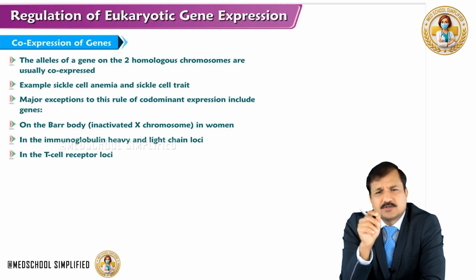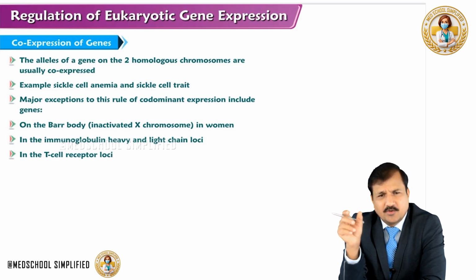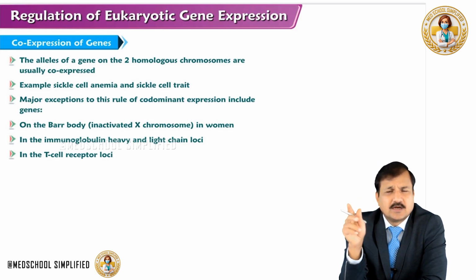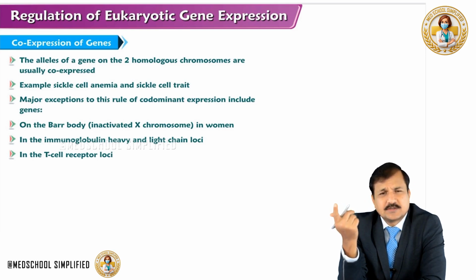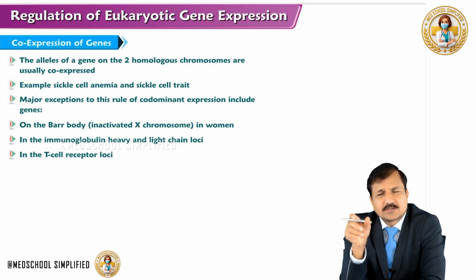And major exceptions to this rule of codominant expression include, like the Barr body in women, where an inactivated X chromosome is there, so that means only one copy is active, the other copy is not. So when there is a mutation in the other copy, which is like a Barr body, nothing happens, right? Others include the immunoglobulin heavy and light chain loci, ensuring that one B cell makes only one specific antibody, or the T cell receptor loci. So like this, for the co-expression of genes, there are certain exceptions.